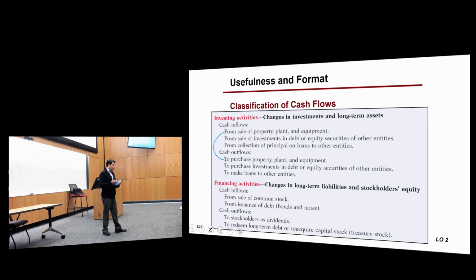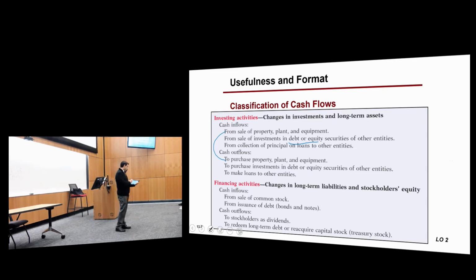Okay? The other one is sale of investments in debt or equity. This is when the company is selling bonds and stocks. When they invest in bonds and stocks of other companies, they will be paying in cash when they buy the bonds. As a result of the purchase of stocks or bonds of other companies, this is cash outflow. When they sell them, it would be cash inflow.